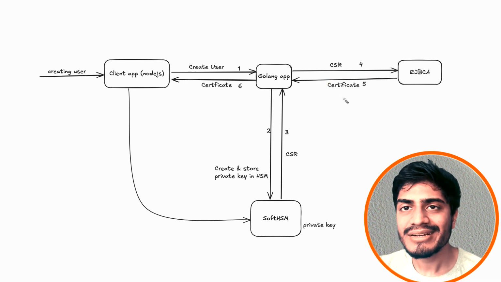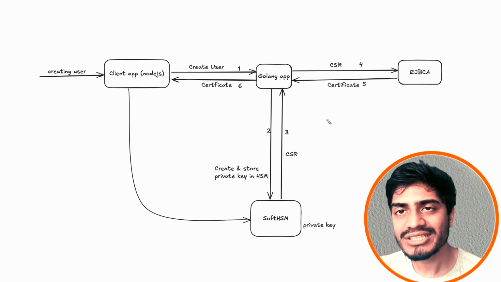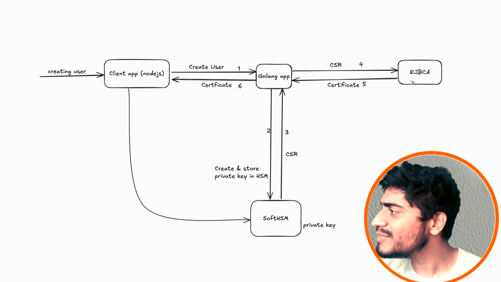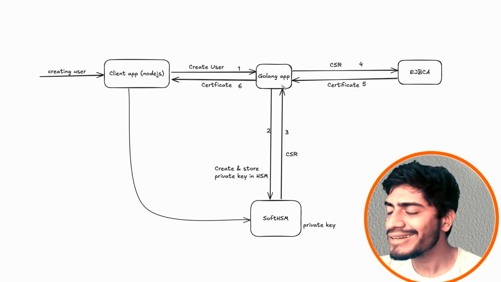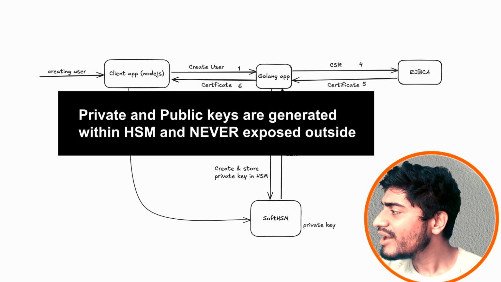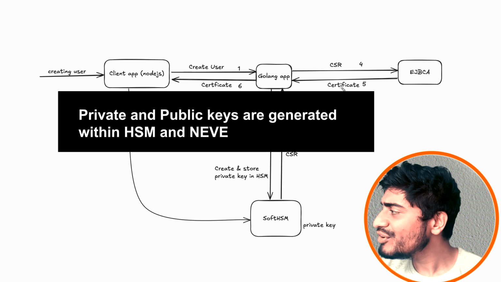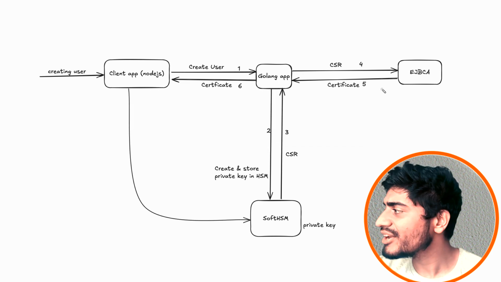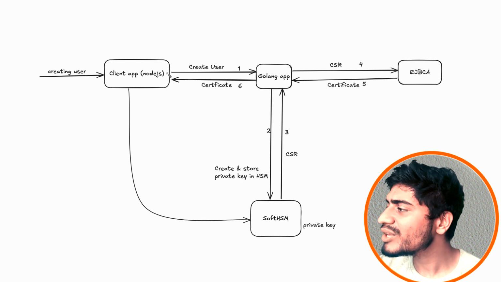Now remember here that the keys are stored in the SoftHSM. They are never sent anywhere, either to the EJBCA or to the Golang application. They are generated in the HSM and stored in the HSM, and we are sending the CSR to the EJBCA and getting the signed certificate back. The certificate that we got back, we give to the client application, Node.js, and then this is stored in the wallet.